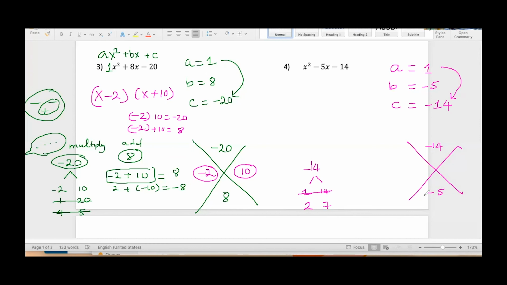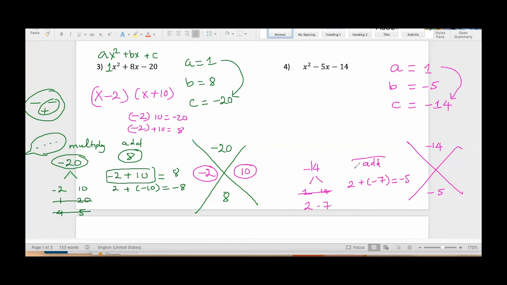Again, look at this right here. You are more negative, right? So you want the big number to be more negative also. So when you add them, 2 plus -7 is going to give me more negative. It's going to give me -5. So that's how you're going to do it.